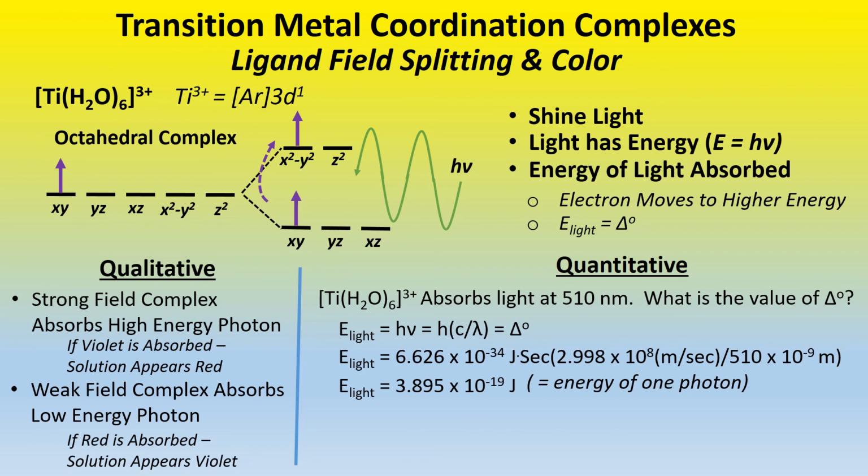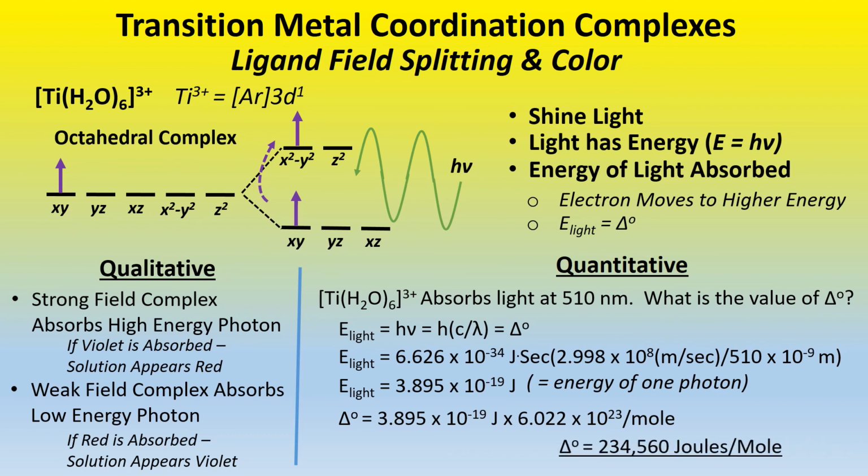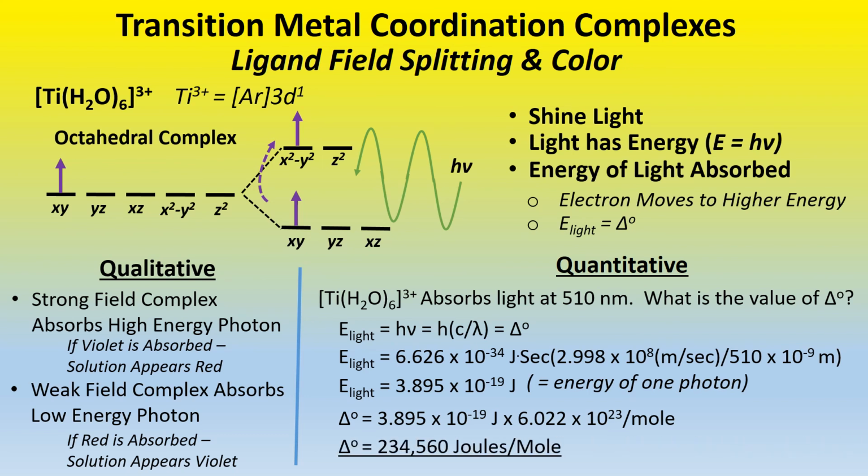So the actual crystal field splitting energy, delta zero, is going to be that energy for one photon, 3.895 times 10 to the minus 19 joules, times how many electrons equal a mole, 6.022 times 10 to the 23rd. So for the complex hexa-aqua titanium 3, delta zero by the spectrum is found to be 234,560 joules per mole.